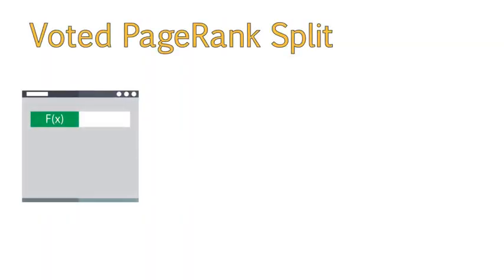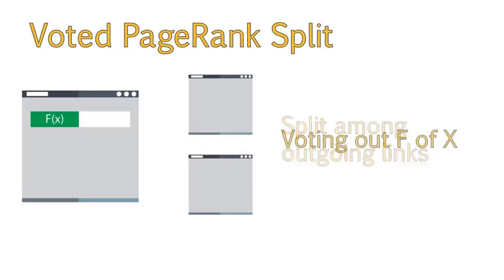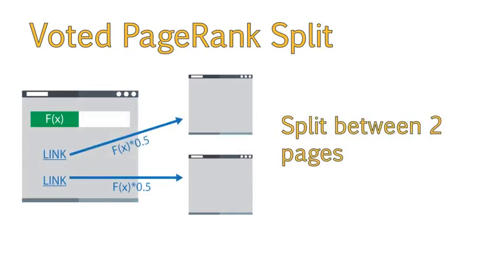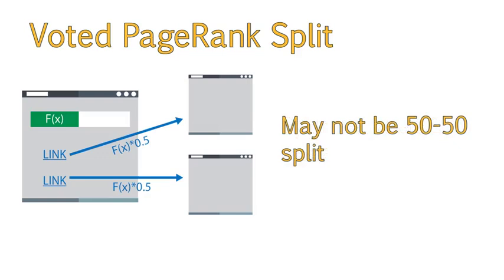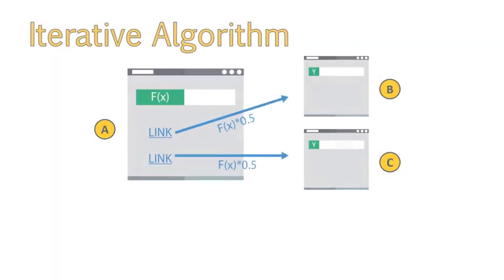And the way that works is that the PageRank is split among the outgoing links. So in this case, I'm showing a page with f of x being the PageRank that it's voting out, and it gets split between these two pages. Now, to be fair, in practice, it may not be exactly 50% to each of the two links. It might be slightly different based on where a link is placed on a page, but for purposes of this discussion, you can just imagine that it's exactly equal. So far, the picture looks pretty simple.